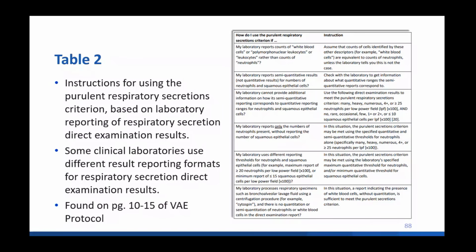Table 2 within the VAE protocol provides instructions for using the purulent respiratory secretions criterion based on the lab reporting of respiratory secretion direct exam results. Some clinical labs use different reporting formats for respiratory secretion direct exam results, so this can be a helpful tool in those cases.